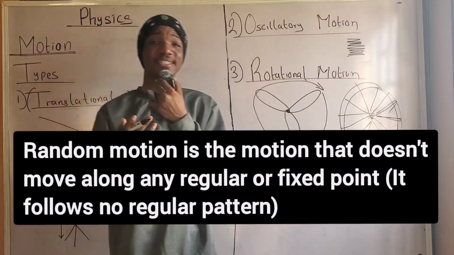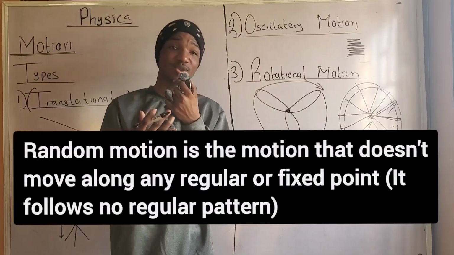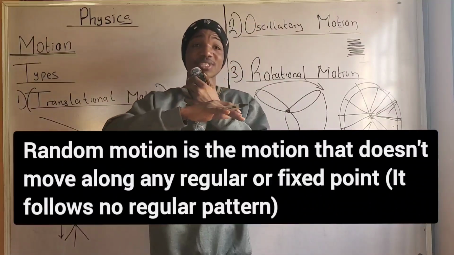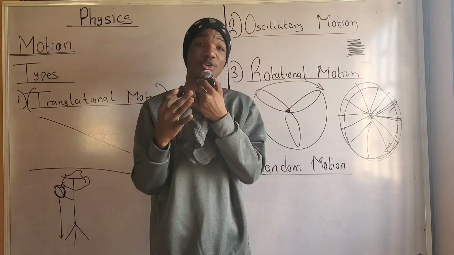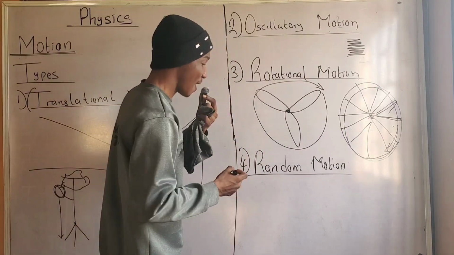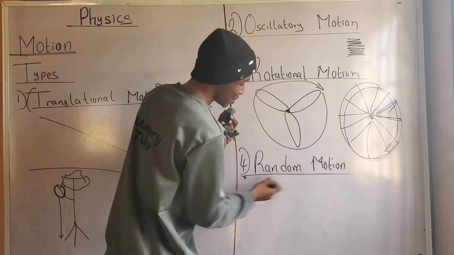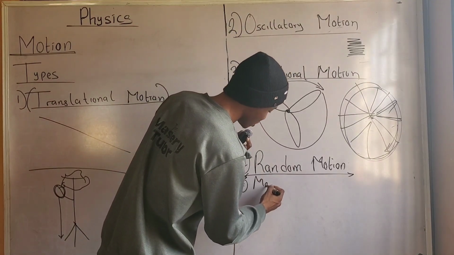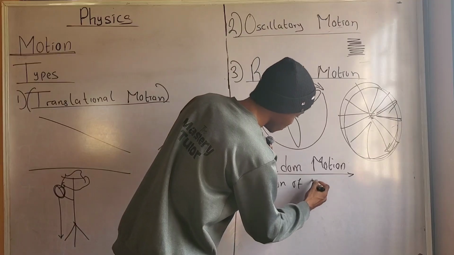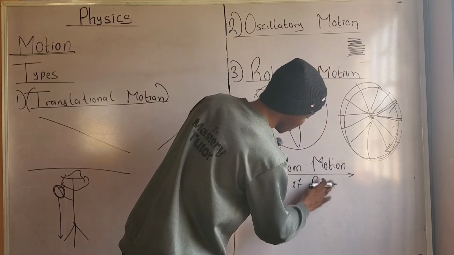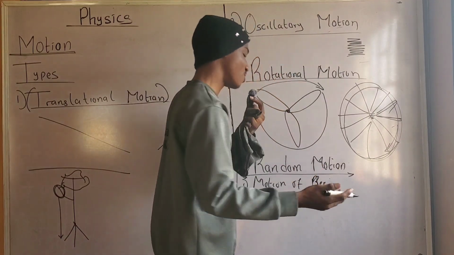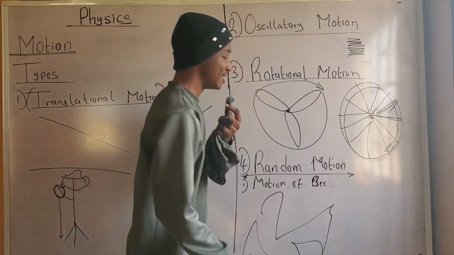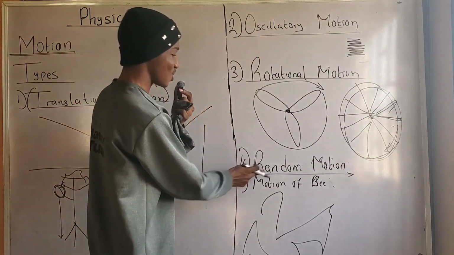Another example is the motion of a gas. Gas doesn't follow a regular pattern because it spreads in all directions. So just note it: the motion of a bee, and also gas motion, all the motion is not regular. The motion is scattered. So that kind of motion is called random motion.